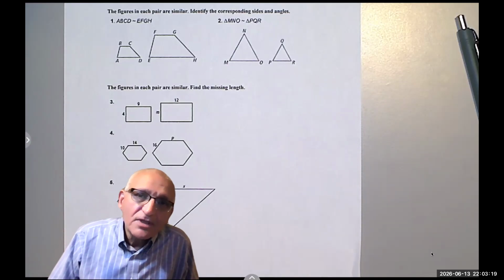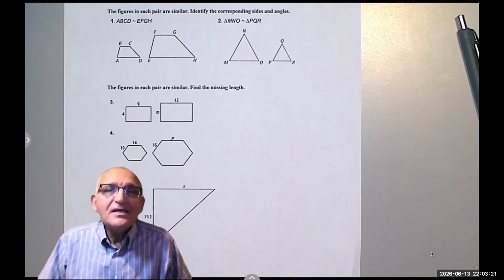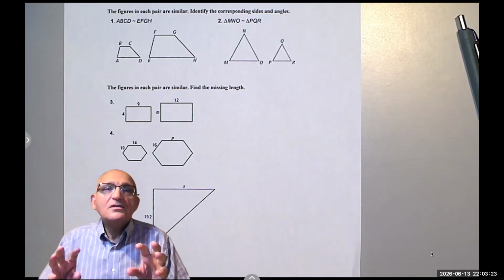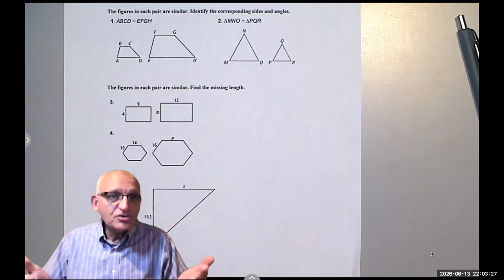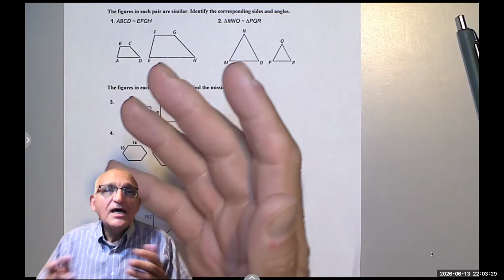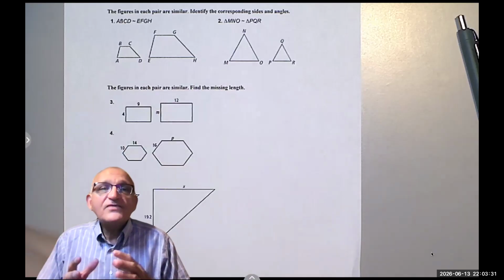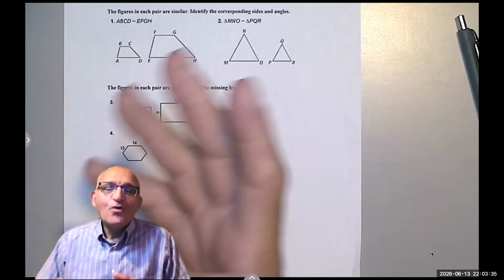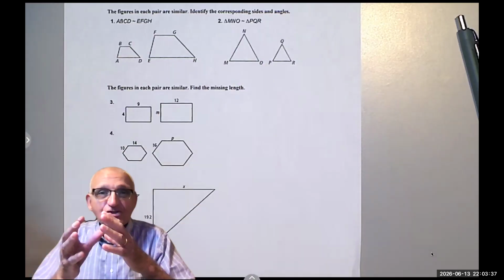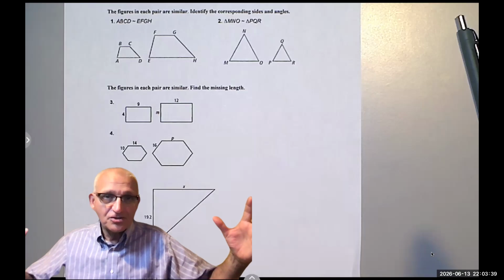So when we say similar figures, we mean two shapes that are the same, like two triangles, two rectangles, two trapezoids, two circles, where one of them is either a reduced version or an enlarged version.